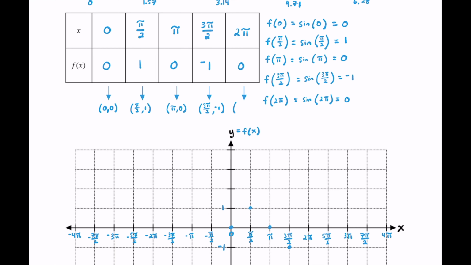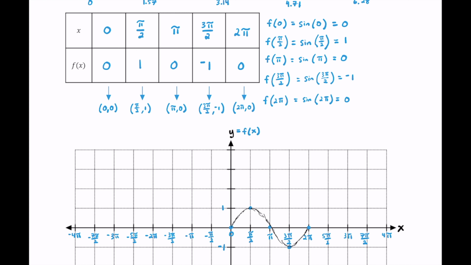And for this fifth point, we have an x value of 2 pi, and our y value is 0. So let's go ahead and plot that. Let's go over to the right 2 pi, and then stay along that positive x-axis to the right. Trying our very best to connect these dots to make a smooth curve here. This would be one period of our sine function.